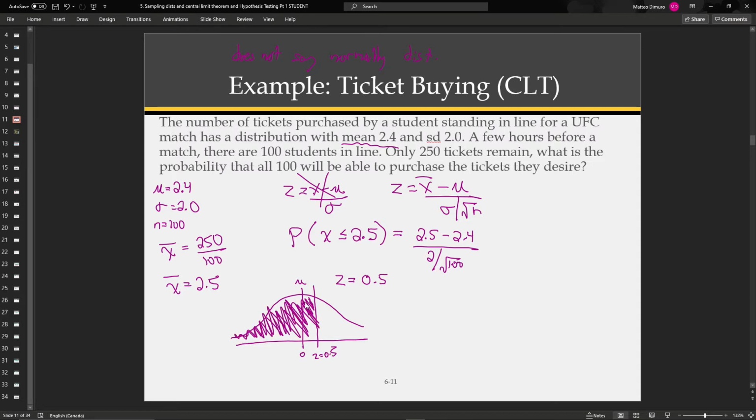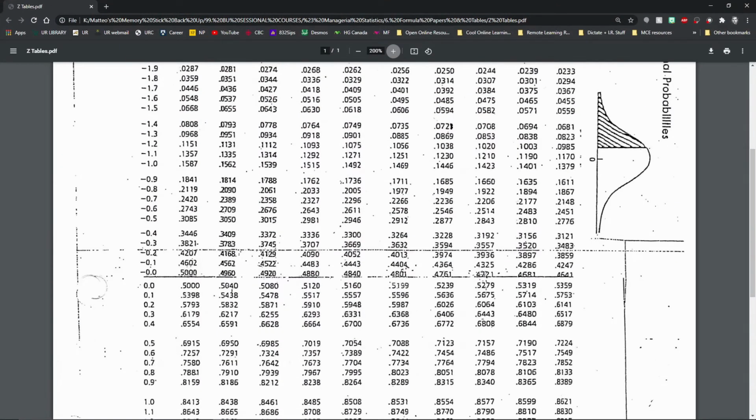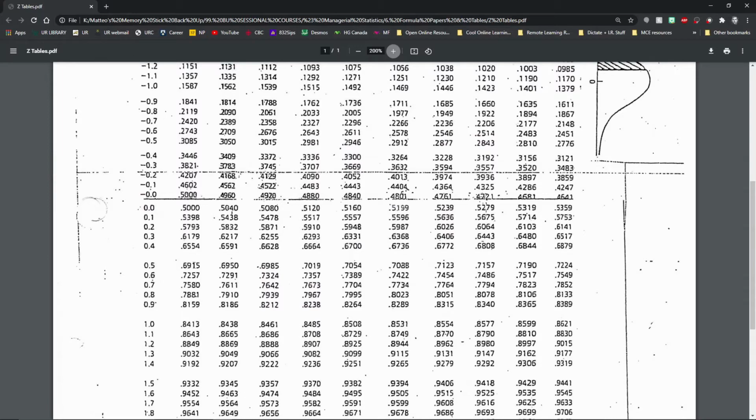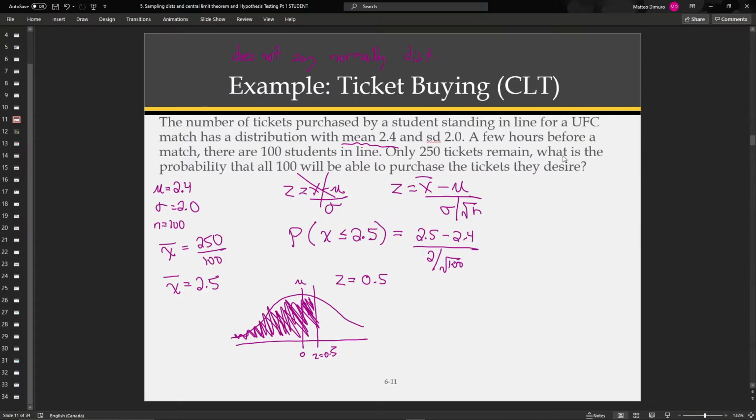Okay, so that's what the table gives us. So go ahead and bring up your z table here. Look at 0.50, you get 0.6915.